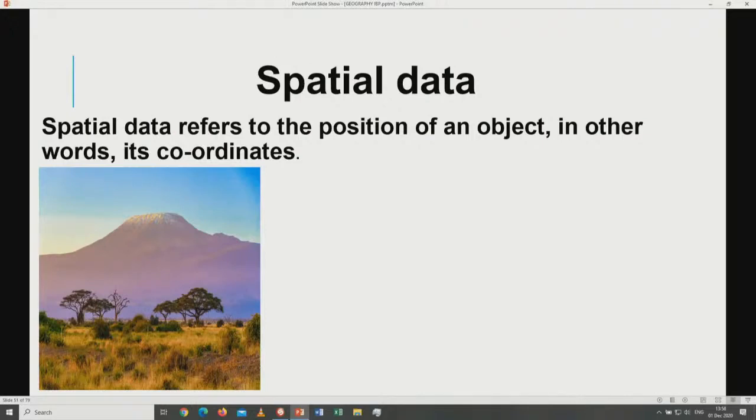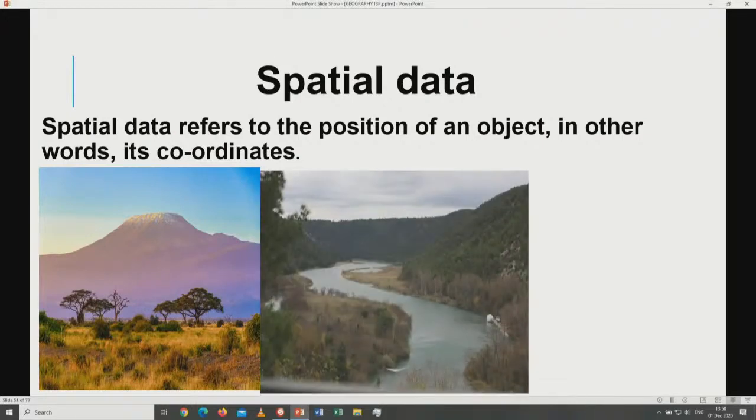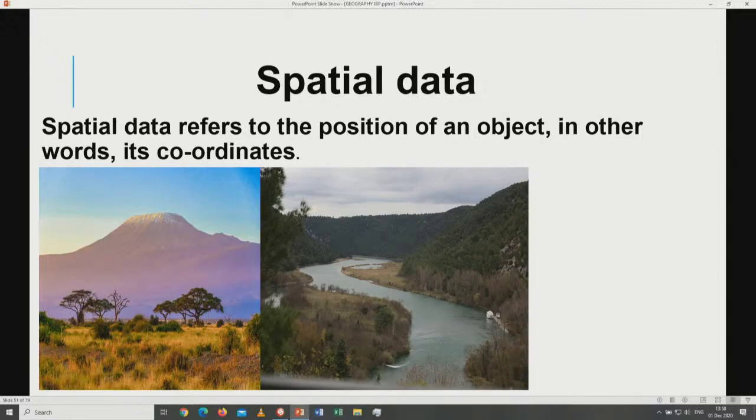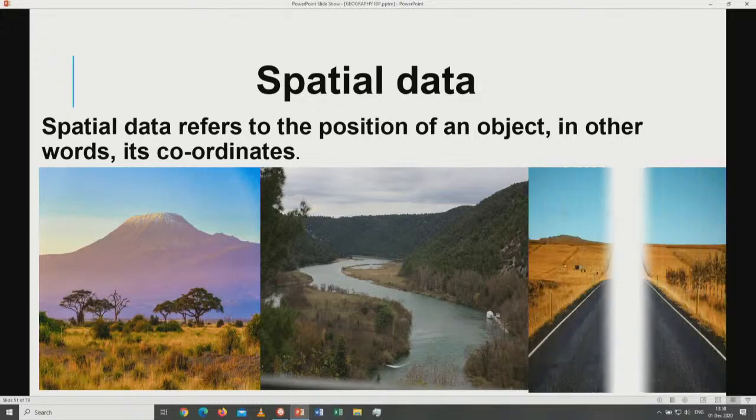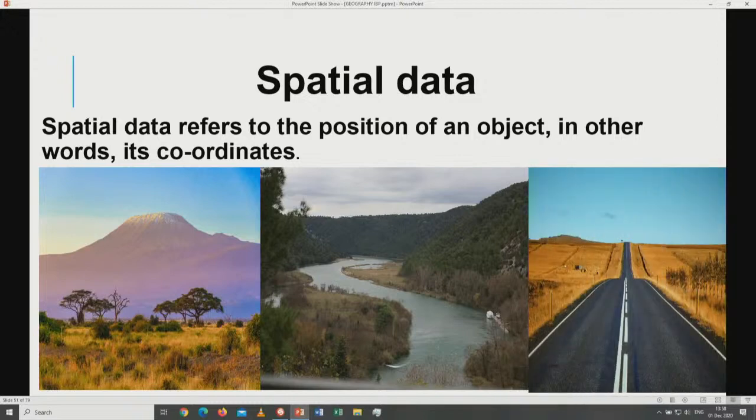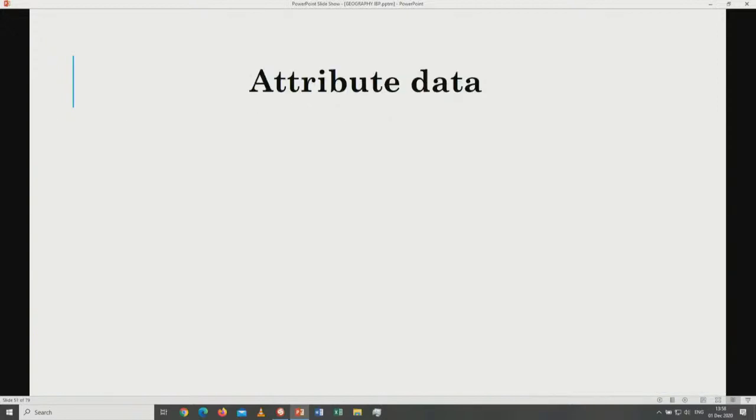A mountain is there. A river, it exists. It's something that you can study. A river is what? It's spatial. It's just there. And then a road. The road is just there. It exists in space. There is a position for that road. It could be a school, it could be a church. It is a spatial object in geography. It is there in space. Okay? It exists.